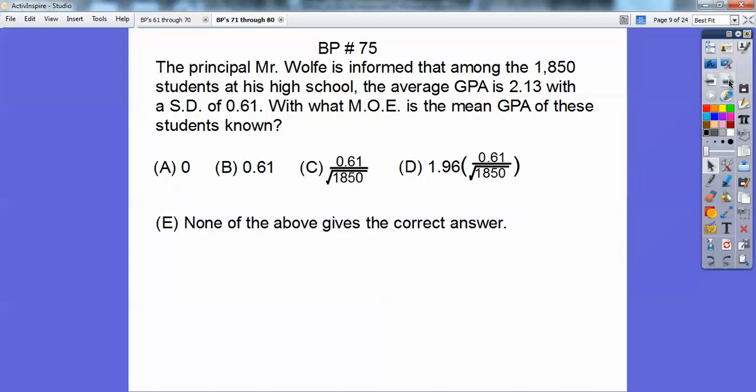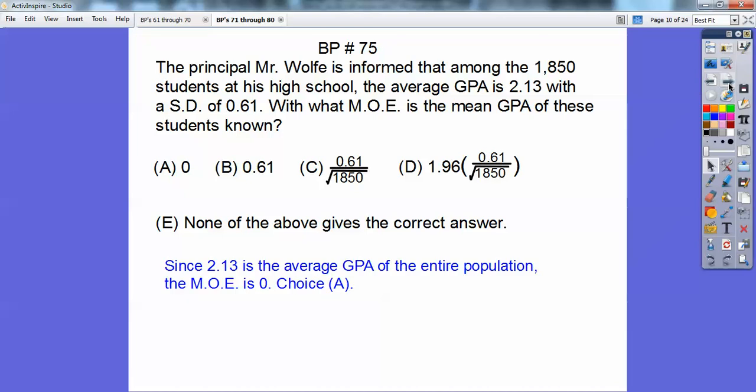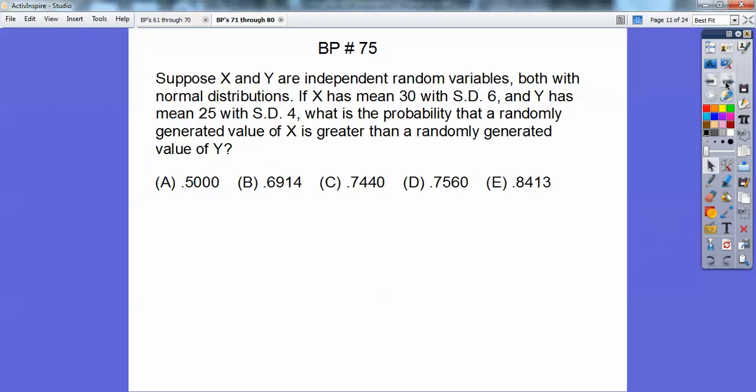Okay, the principal, Mr. Wolf, is informed that among the 1,850 students at his high school, the average GPA is 2.13 with a standard deviation of 0.61. So that's the GPA of the whole population. With what margin of error is the mean GPA of these students known? Since the 2.13 is the average GPA of the entire population, there is no margin of error. So the margin of error would be 0, choice A. Because it's the entire population, it wasn't a sample.